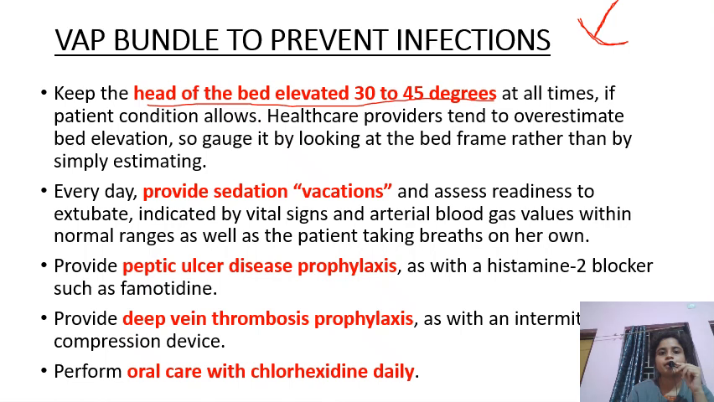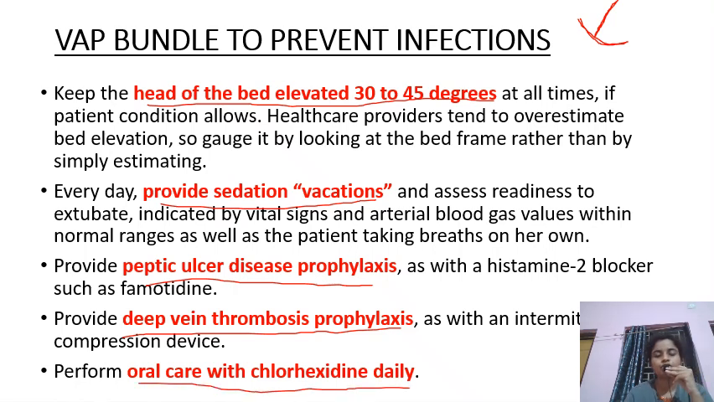Every day provide sedation vacations, and assess the readiness of whether the patient will be able to be extubated or not. Check the vital signs and ABG of the patient. Peptic ulcer prophylaxis is very important for these patients because they can get ulcers if PPIs are not given. Then DVT prophylaxis, because they can't mobilize, should be given either in the form of medications like LMWH or mechanical DVT prophylaxis. DVT stockings should be given, and oral care with chlorhexidine mouthwash daily should be provided.